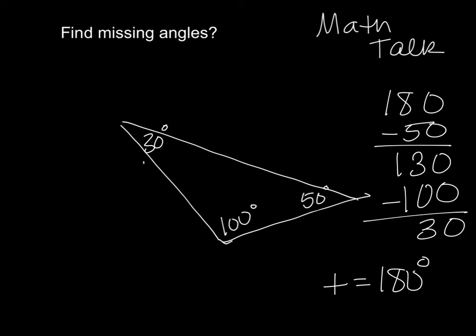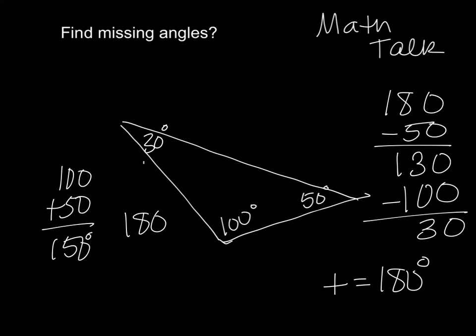Or you might have other kids say, well, the two angles that I know are 100 and 50. So I took 100 plus the 50, and I found out that was 150 degrees. So then, because they add up to 180, I take 180 degrees minus 150 degrees, and I'm left with 30 degrees. Either way, you're getting 30 degrees, but it's a great thing to have them talk that through.